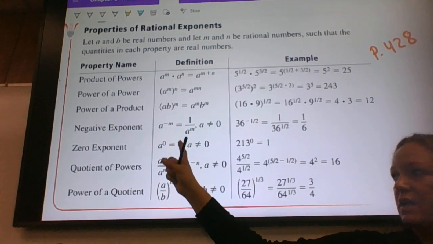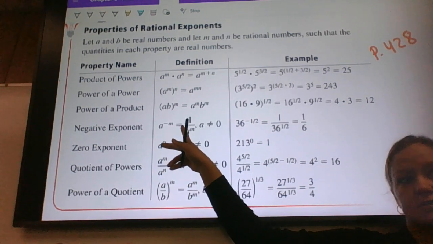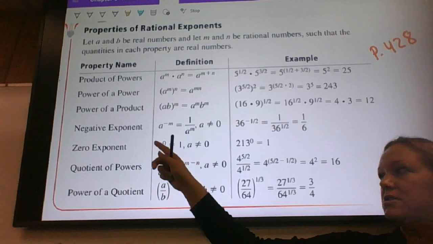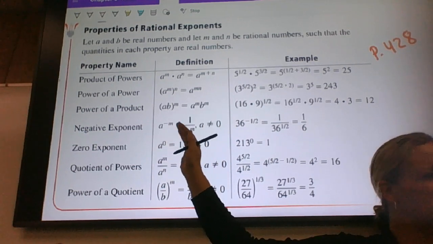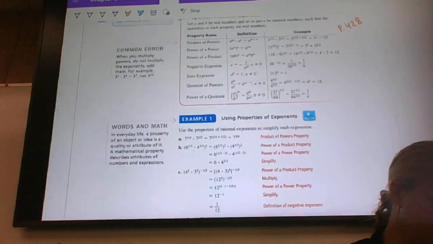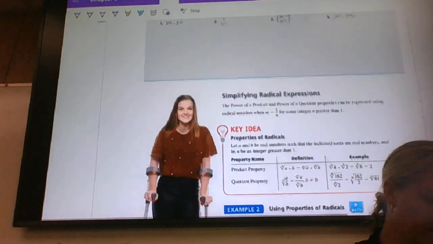I didn't cover 0 exponent or negative exponent in bellwork. So remember, anything to a power of 0 is 1. And negative exponents that I talked about Tuesday. Some great examples.